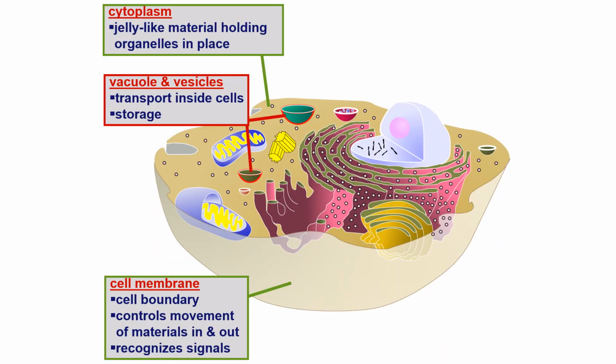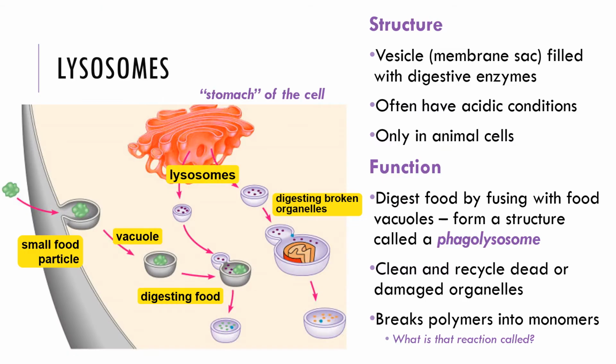So we've talked about the membrane and the cytoplasm. They're kind of part of where this all happens. And we just covered vacuoles and vesicles, and now we're going to move on to the next part. Lysosomes. These are some of my favorite structures inside the cells. They're like the little stomach of the cell.